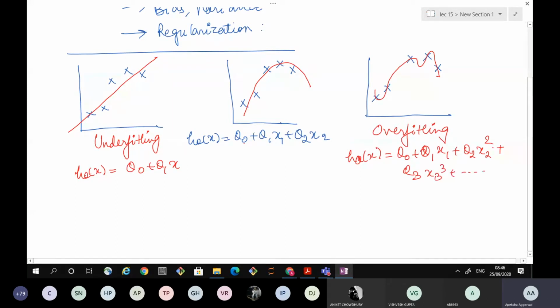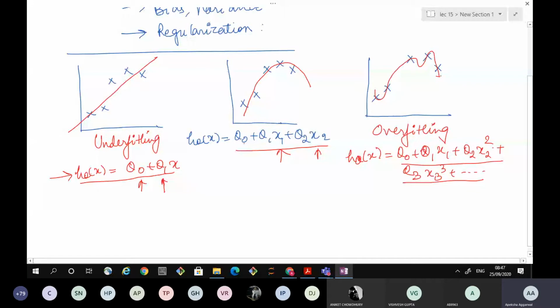And so on. So what is this hypothesis representing? This hypothesis is showing only two parameters and only one feature. This hypothesis is showing two features and three parameters. And this hypothesis over here is showing multiple parameters. So there's no requirement of fitting all the parameters for this data. Why is it not required?